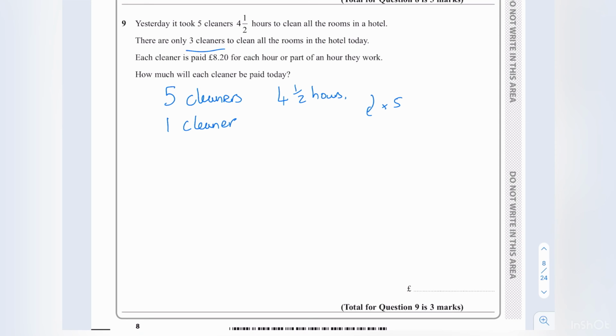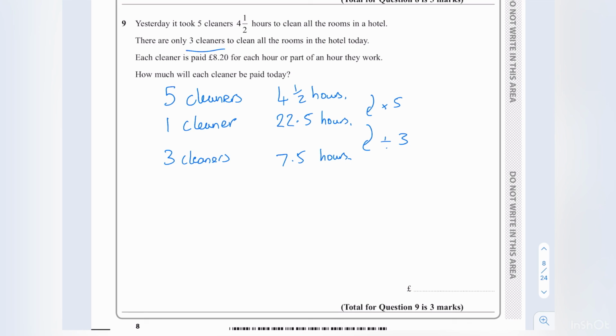And that's the common mistake. People usually divide both things by 5. But if you have less people working, it's going to take more time. So if we multiply that by 5, we would get 1 cleaner would take 22 hours and a half. So now we actually have 3 cleaners. So that means we're going to be able to divide that amount of time by 3, because we've got 3 times as many people. And that's equal to 7.5 hours.